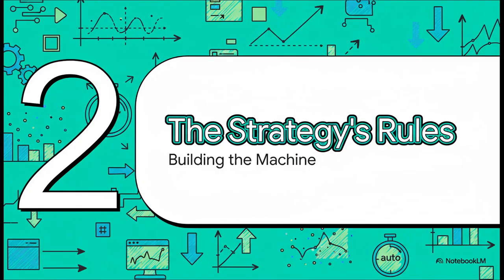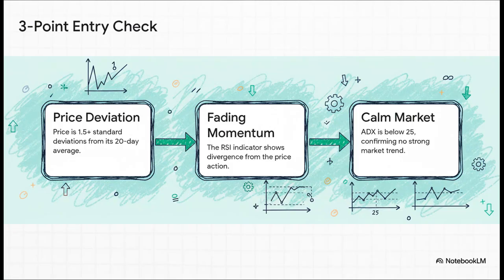So, with that clear hypothesis in hand, the next step is to turn all that theory into practice. And that means building the machine, a strict set of rules that tells you exactly what to do and when, taking all human emotion and guesswork right out of the equation.